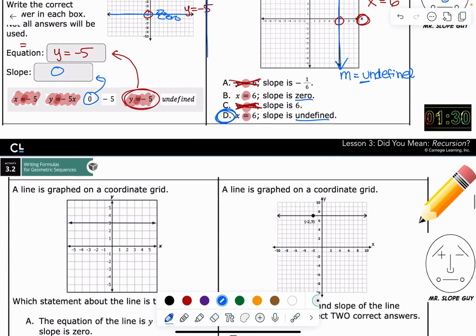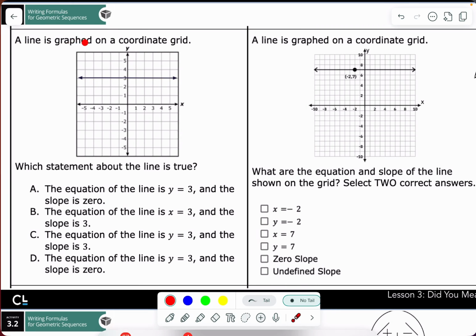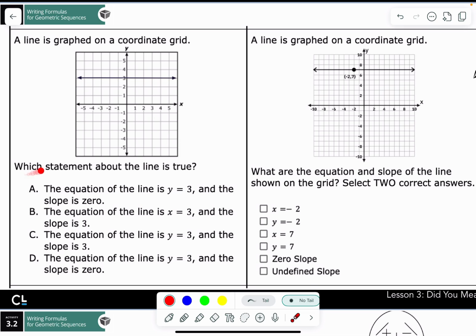Okay. So now the next question. A line is graphed on the coordinate grid. Which statement about the line is true? So I have a line right here, and I have statements. The first one says, the equation of the line is y equals 3, and the slope is 0. B says, the equation of the line is x equals 3, and the slope is 3. C says, the equation of the line is y equals 3, and the slope is 3. Then D says, the equation of the line is y equals 3, and the slope is 0.